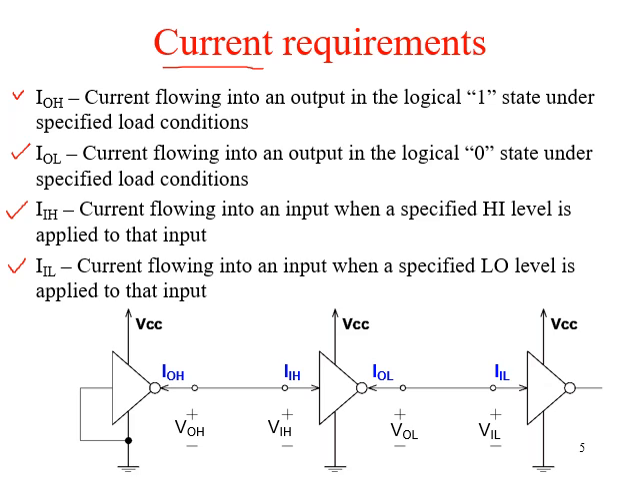These are defined like IOH is the current flowing in an output in the logical 1 state under the specified load conditions. Suppose the output value is 1, then there will be some current flowing through that pin. That current would be referred to as the IOH. Similarly, we can define IOL, IIH and IIL.